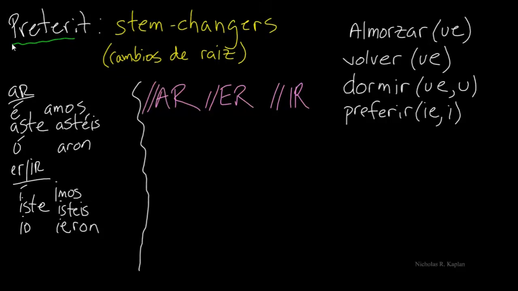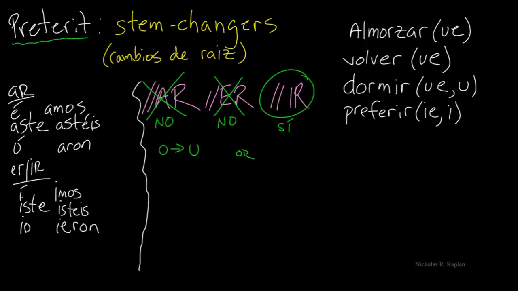Today's topic is about the preterite, but more specifically we're going to talk about stem changing verbs. A stem changer is when you have a vowel that changes as a part of the root of the verb. Now in the preterite, there are no stem changers in the AR verbs like almorzar. And in the ER verbs, there are no stem changers in a verb like volver. We only have stem changers in the IR verbs. And so these vowels will either change O to U, or we can have it change E to I.